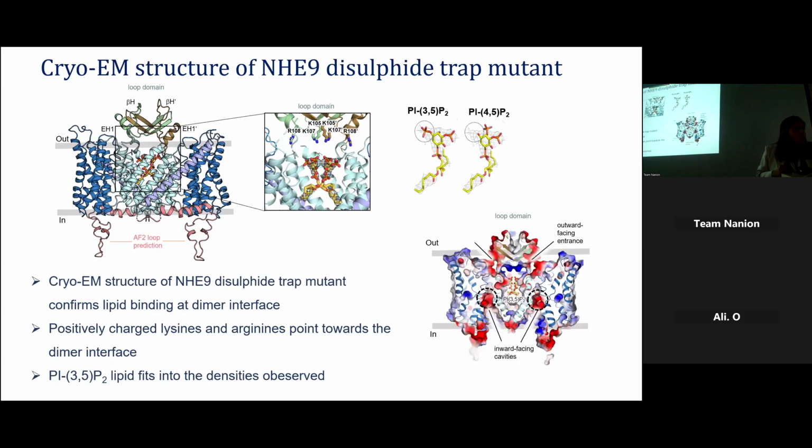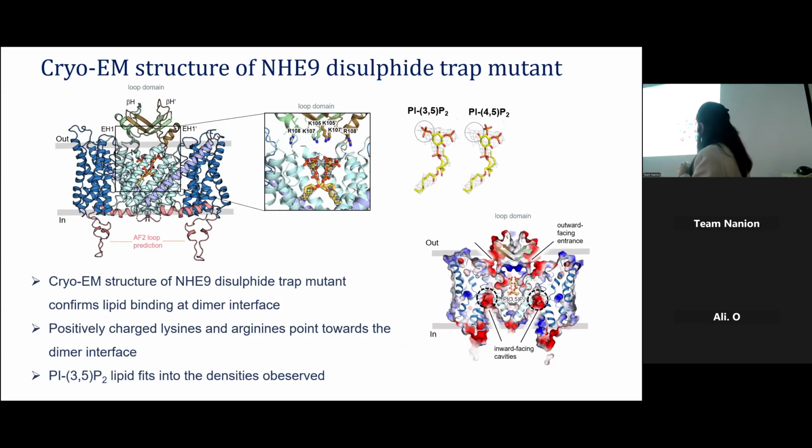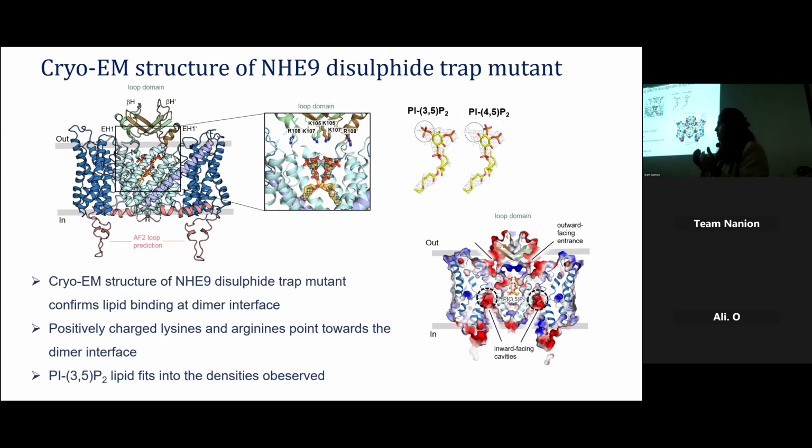We could clearly see T-shaped densities at the dimer interface, and if we try to fit the lipid there, we could see that it's only PI(3,5)P2 which is fitting in the density, and if we add PI(4,5)P2, it couldn't fit into the density. So then we were sure that the lipid that is binding at the dimer interface is PI(3,5)P2. When PI(3,5)P2 is bound, the loop domain lysines cluster towards the dimer interface, and now the surface is more negatively charged. So this would allow easy access of ions to the protein.